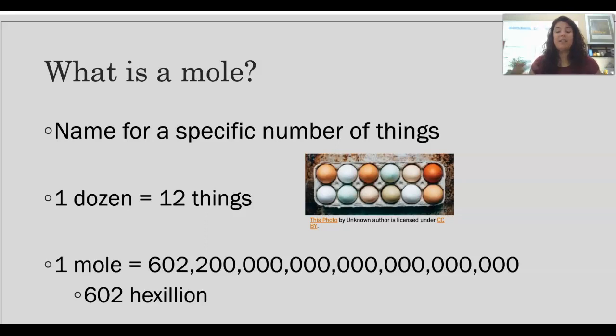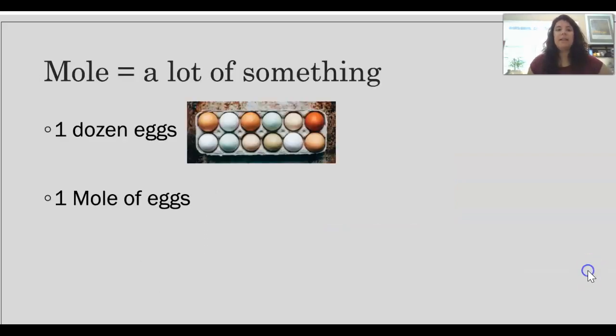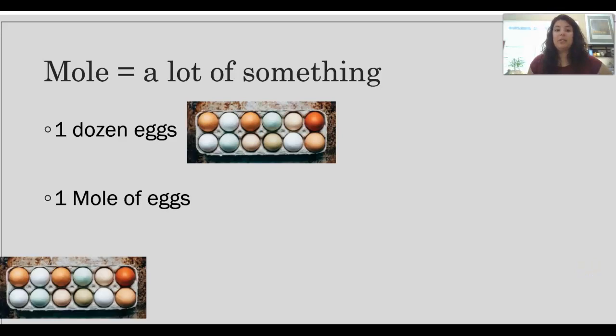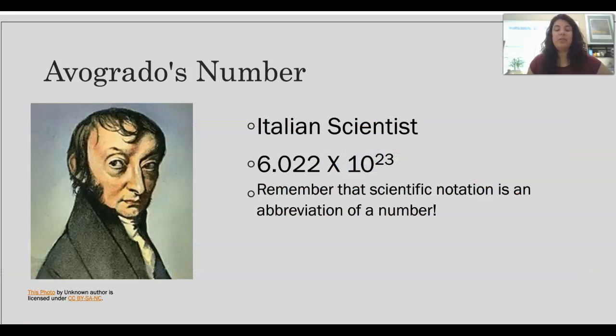So if I have a dozen donuts, I have 12 donuts. If I have a mole of donuts, I have 602 hexillion donuts, which would give someone a serious stomach ache. So really, a mole is a lot of something. A dozen eggs is 12 eggs. A mole of eggs, 602 hexillion. We use Avogadro's number to abbreviate 602 hexillion.